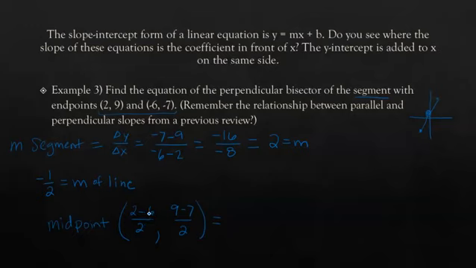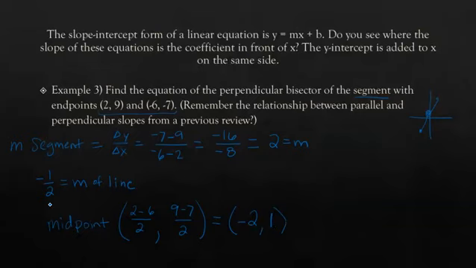2 minus 6 is -4. -4 divided by 2 is going to give me a -2. 9 minus 7 is going to give me 2. 2 divided by 2 will be 1. So my midpoint, the point where I want my line to go through, will be (-2, 1).